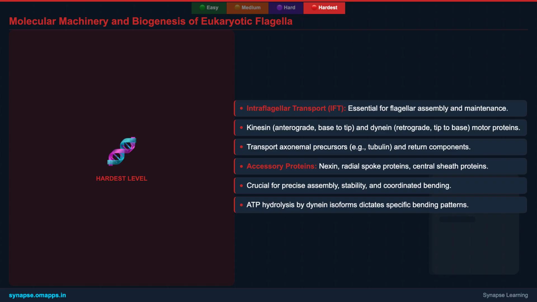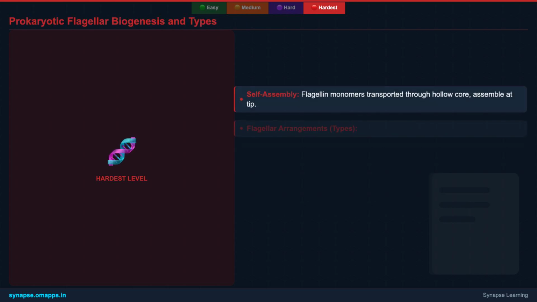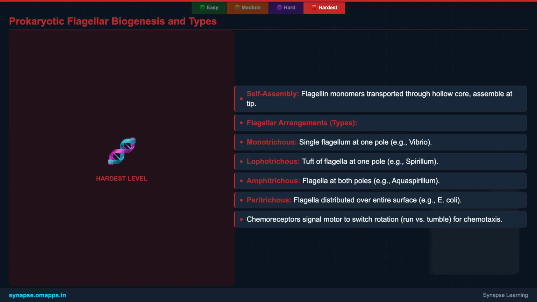The specific isoforms of dynein and their ATP-dependent activity dictate the exact bending patterns and speeds, allowing for diverse cellular movements. Prokaryotic flagellar biogenesis is equally remarkable. Unlike eukaryotic flagella, bacterial flagella grow from the tip. Flagellin monomers are synthesized in the cytoplasm, then transported through the hollow core of the growing filament to the distal end, where they self-assemble.